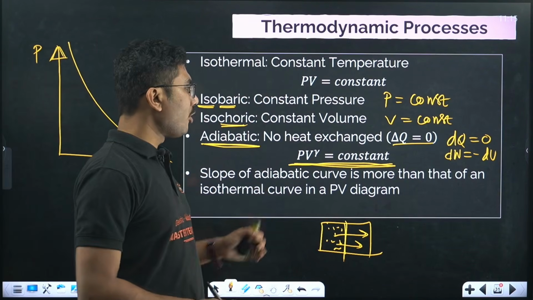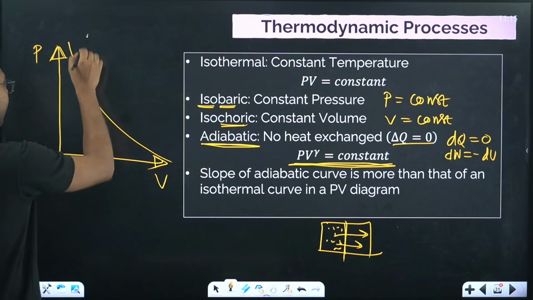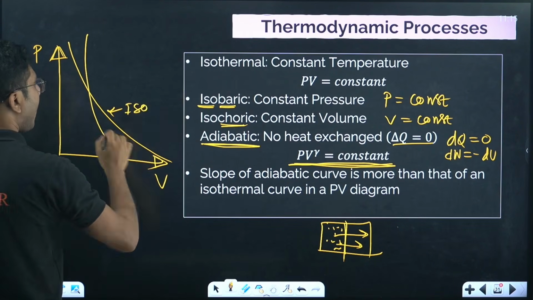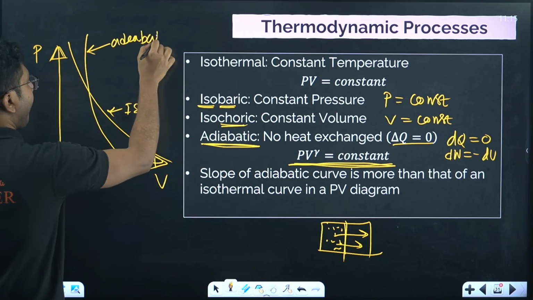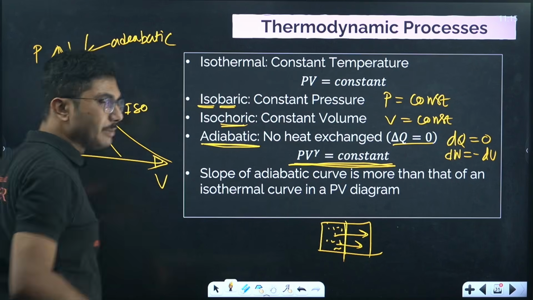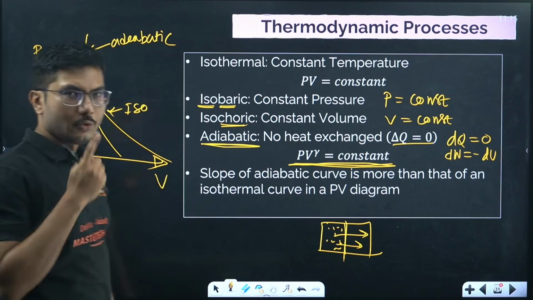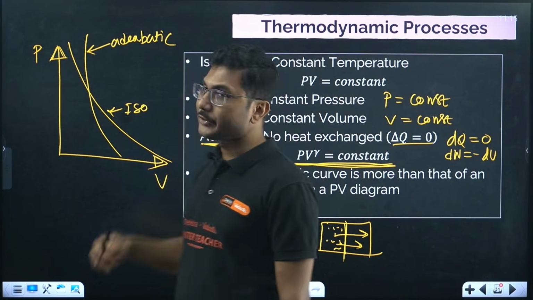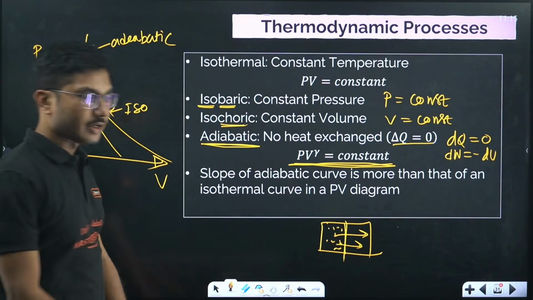Slope of adiabatic graph is more than the isothermal graph. If you see a graph like this, this is isothermal and this is adiabatic. If you calculate, the slope of this graph is steeper. Steeper means it starts with a higher value and suddenly falls to 0. It falls much quicker compared to the isothermal process. Isothermal process is a more regular kind of graph.